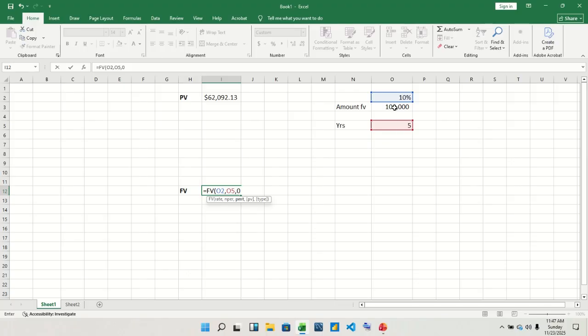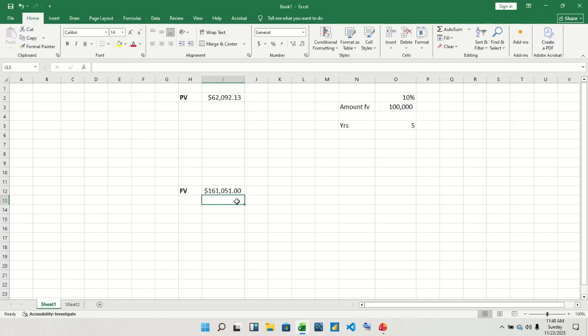Then remember that your value should be in negative. So after that, you put it in negative, then you select the value and you close your formula. After you have closed the bracket, you hit enter. So it tells you that it is what? It is 161,051. So it is 161,000. So in the next 5 years, if you invest this 100,000, in the next 5 years, you will make 161,000. So the future value of 100,000 is 161,000. So you see the difference between the present value and the future value. So this is how to do the present value and the future value in Excel.